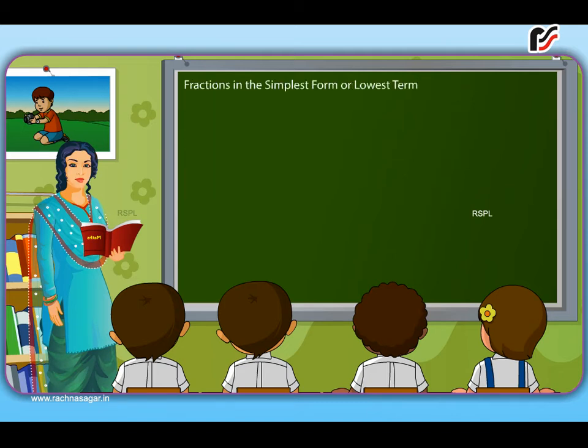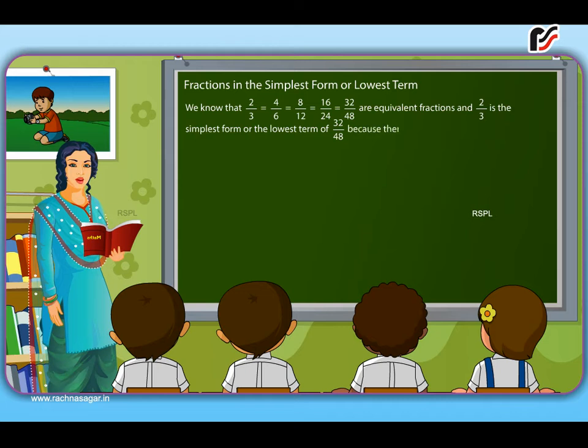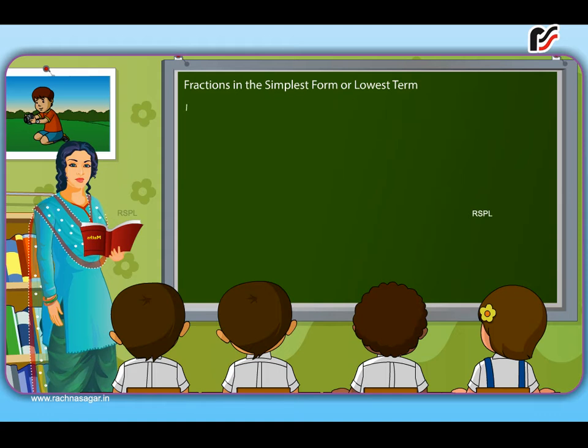Fractions in the simplest form or lowest term. We know that 2 by 3 is equal to 4 by 6 is equal to 8 by 12 is equal to 16 by 24 is equal to 32 by 48; these are equivalent fractions, and 2 by 3 is the simplest form or the lowest term of 32 by 48 because there is no number except 1 that divides 2 and 3 exactly. For example, reduce the fraction 8 by 12 to the lowest term.